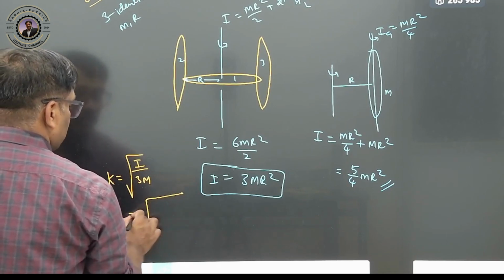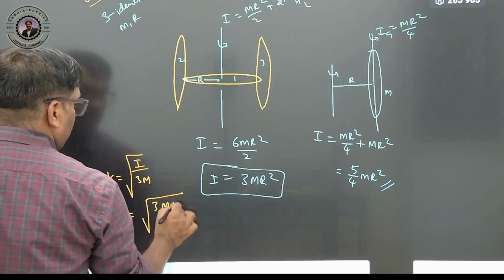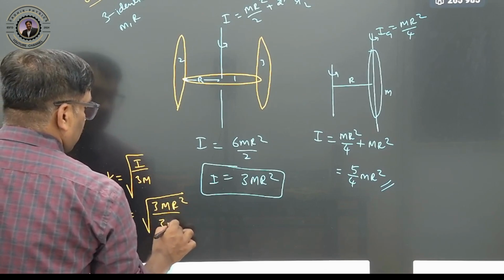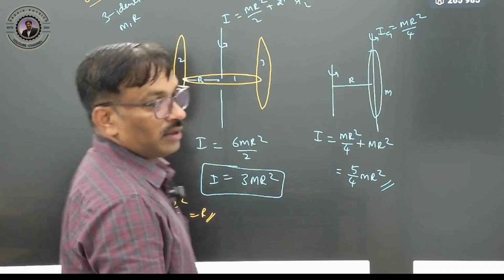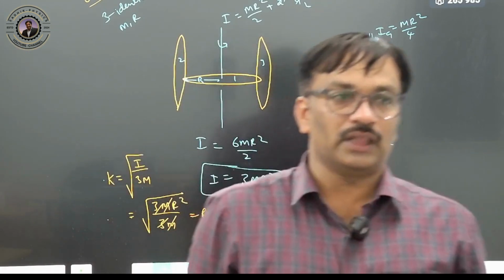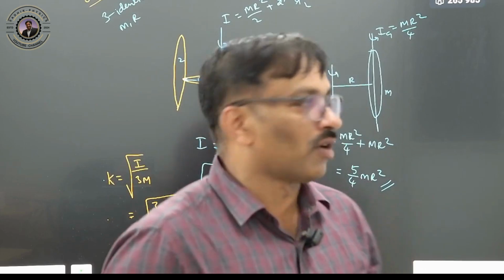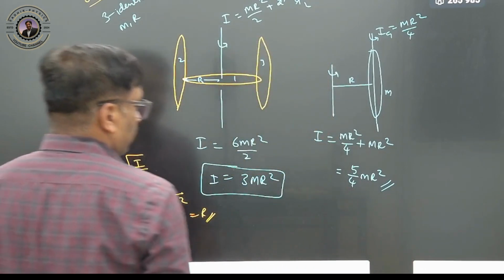So I is how much now? I is nothing but 3m r square, divided by 3m. Therefore this gets cancelled out. So the radius of gyration is r. Clear? In this way, you should be very careful while solving these types of problems.